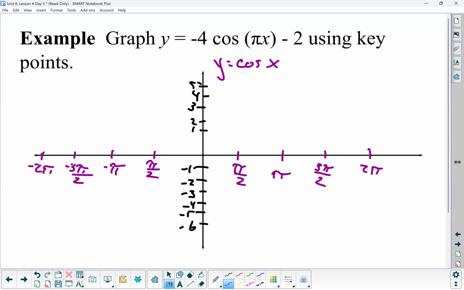I'll start with those 5 points that we know for cosine. 0, 1, pi over 2, 0, pi, negative 1, 3 pi over 2, 0, and 2 pi is equal to 1. So that graph looks something like that. And then we can do the same thing going backward. Try to do it a little bit better. There we go.